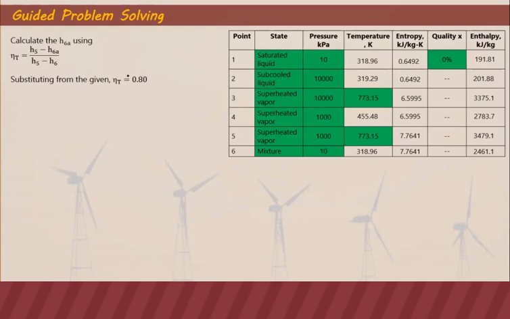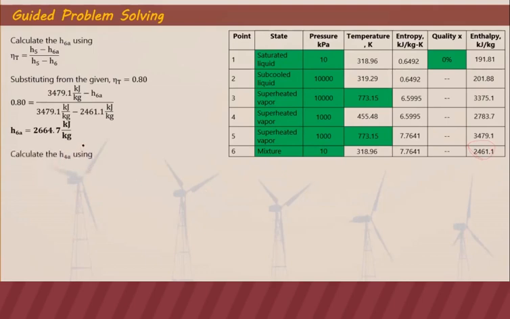Since we are given the isentropic efficiency of the turbine, which is 0.8, we can plug it into the formula, as well as the values of H5 and H6 in the table, that is 3479.1 and 2461.1, so that our only unknown is H6A. So our H6A is 2664.7. As you can see, if we compare it with H6, our actual enthalpy at point 6 is higher than the ideal.